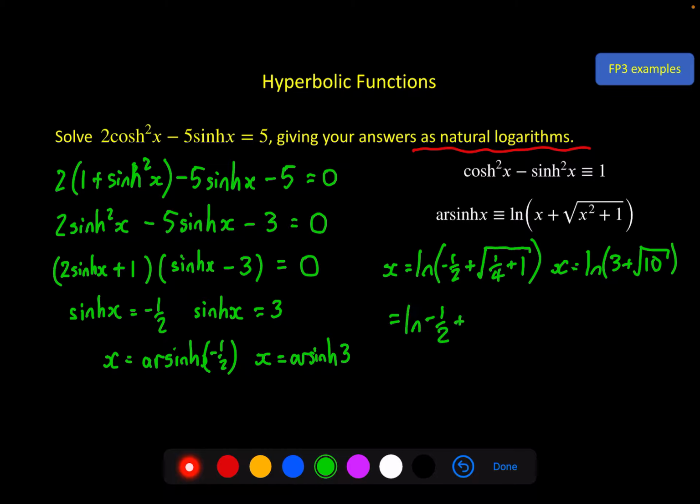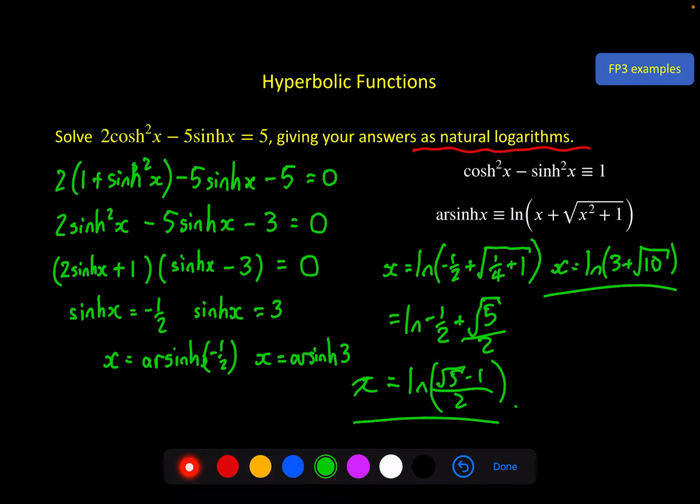Minus a half plus the square root of, now the 1 will be 4 out of 4, so that's 5 out of 4, so that's the square root of 5 over 2. Or if you wanted to combine that, the log of the square root of 5 minus 1 over 2. And there are our two answers, given as natural logarithms. Okay, that's the second one.